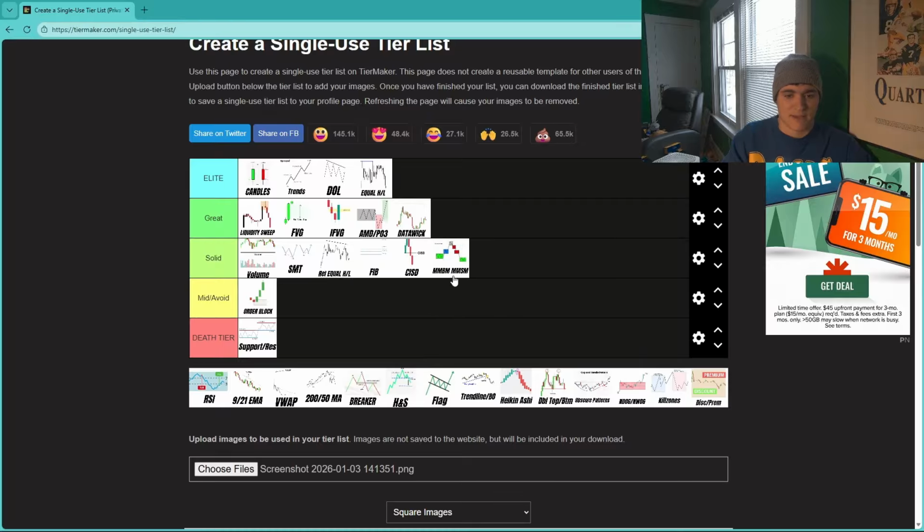Next up, we have market maker buy model, market maker sell model. I mean, this is like solid. It's just knowledge of the way the market moves and, you know, reversal patterns, but it's not really something you would take a trade off of in and of itself, but it's helpful to know the concept.